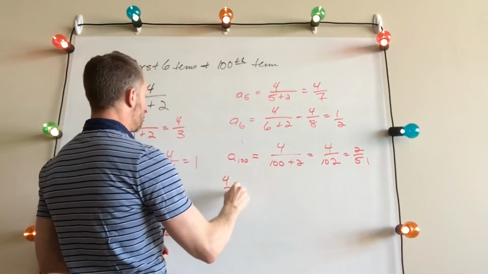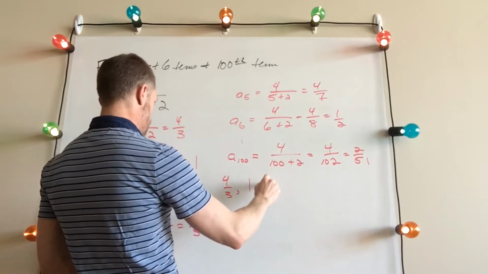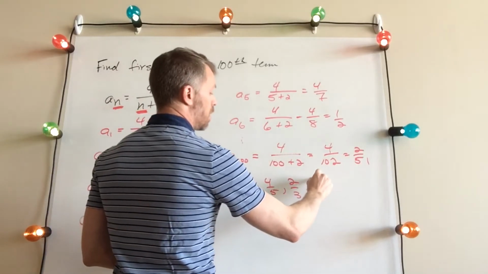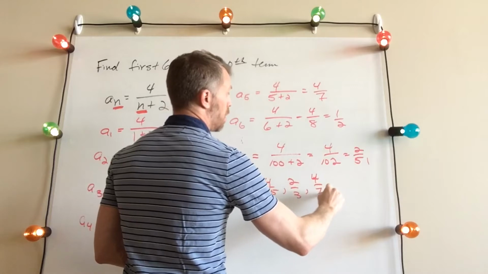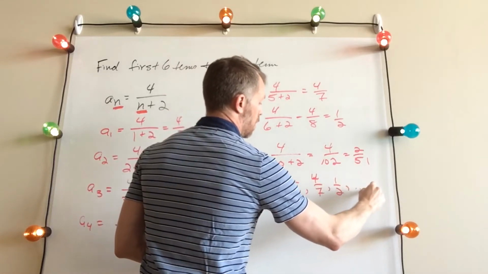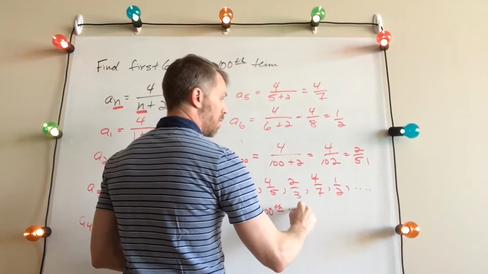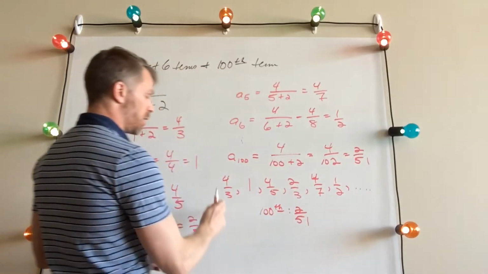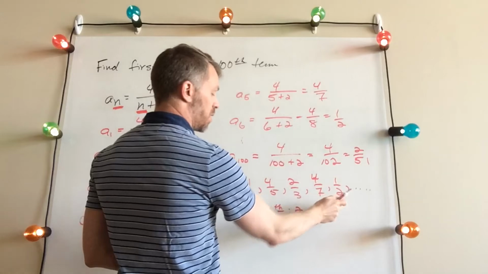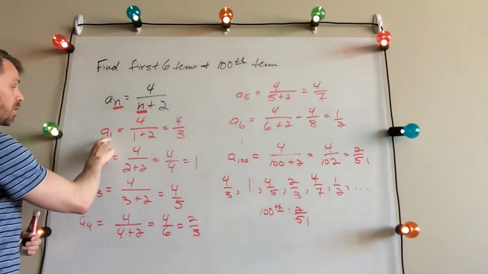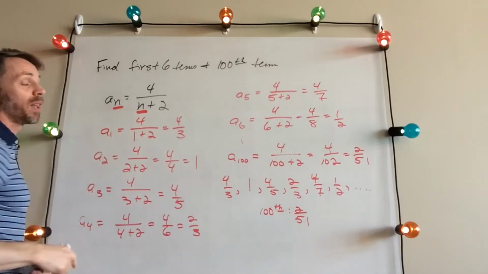All right, so here's our first, second, third, fourth, fifth, sixth, and our 100th term. Since this was an explicit rule, all we were doing was taking the term number and putting it in place of the n.